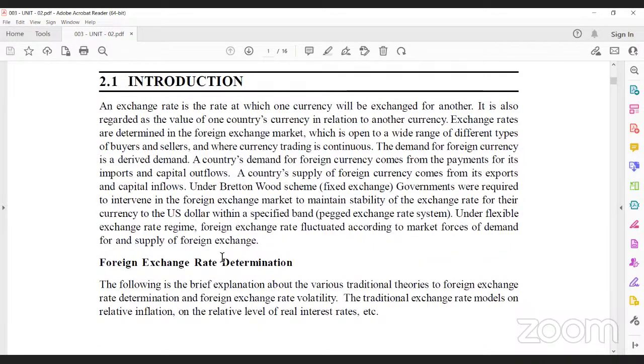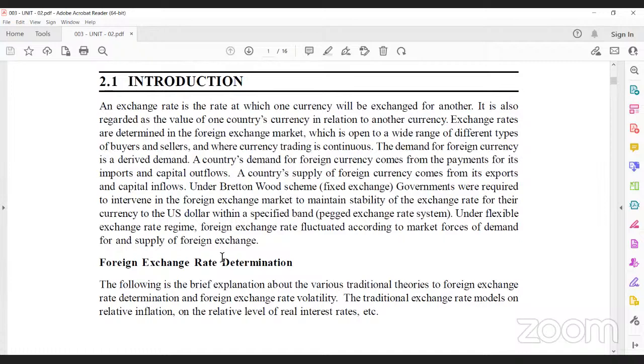Now, as we all understood in the last class about international financial management, we move on to learn about the various theories involved in understanding better these foreign exchange rates. A country's demand for foreign currency comes from the payments for its import and capital outflows. This is a basic fundamental element which one has to understand to better understand the foreign exchange rates.